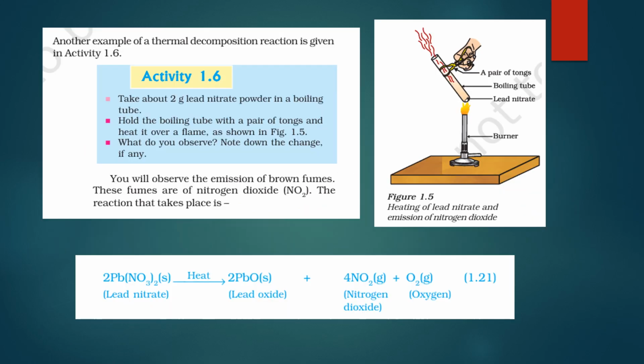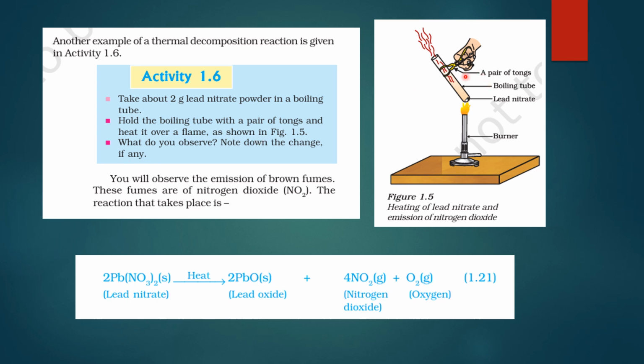Now let's see one more example of a thermal decomposition reaction. So what is a thermal decomposition reaction? You are giving heat to a reactant in order to get various simpler products. Activity 1.6 says take about 2 grams of lead nitrate powder in a boiling tube. आप एक boiling tube लोगे और उसमें 2 grams lead nitrate हमने लिया है. Fine. Now we hold the boiling tube with a pair of tongs and heat it over a flame as shown.